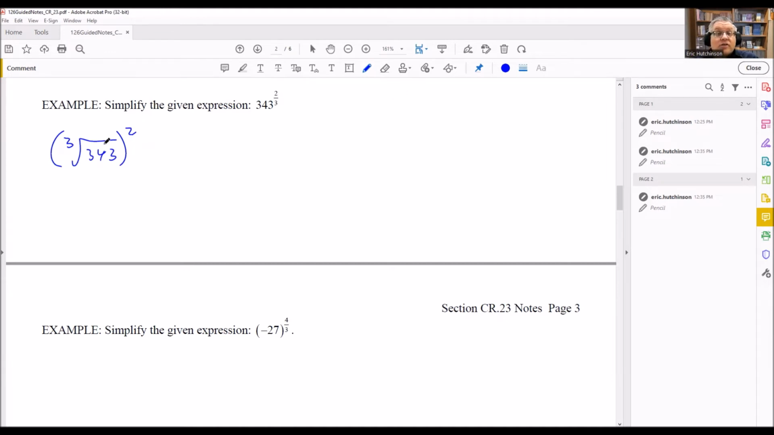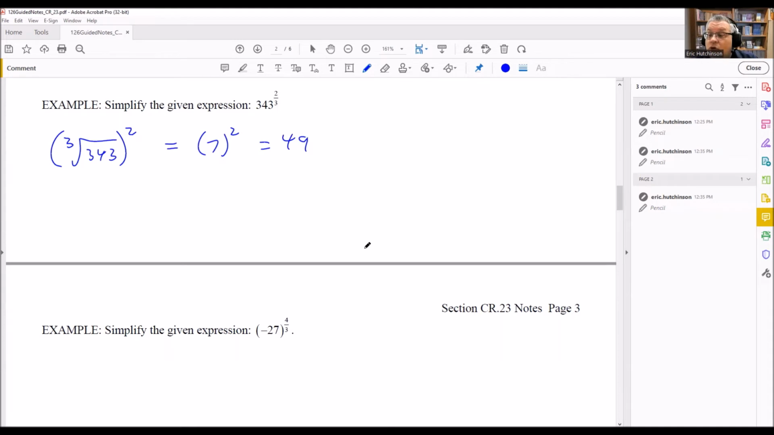Now, order of operations tells us we have to actually do the inside thing first. So you want to take the cube root of 343. And if you do that, you're going to get a 7 inside the parentheses. So all this here, the cube root of 343, becomes 7. Now we just need to do 7 squared, which is going to be 49. And that would be your answer.